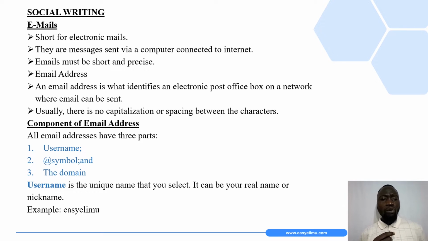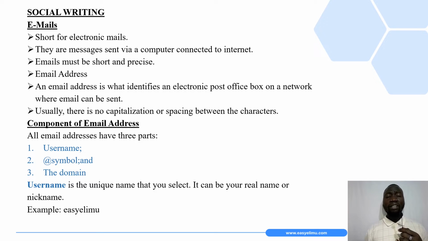So beginning with the first one, that is the username. The username is the unique name that you select when creating your email. So it can be your real name or a nickname. You do not have to use your real name. So you have got alternatives. You can either decide to use your real name or go for a nickname.